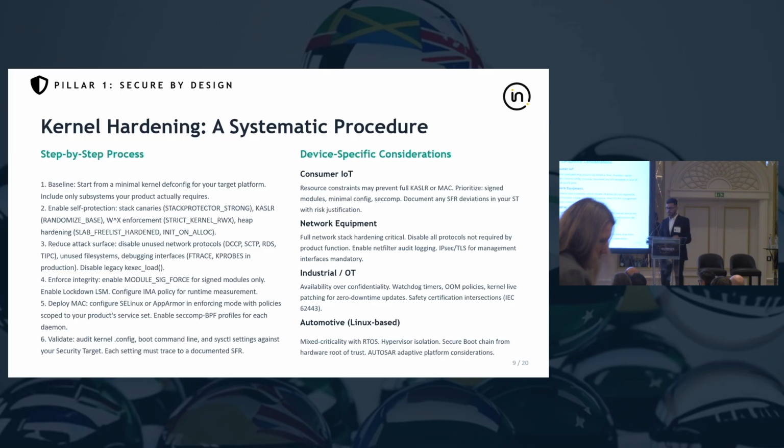Step three is reducing the attack surface, obviously. Actively reduce your attack surface. Disable all the network protocols which we do not need, so your DCCP, SCTP, everything. Your unused file systems and your unused debugging interfaces, which are not needed by the end users, could also be disabled. Your legacy exec could be disabled, everything. Because everything that you disable in this step is outside of your evaluation scope, and this reduces your attack surface.